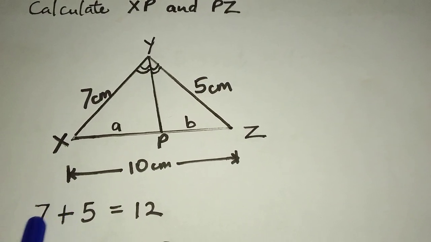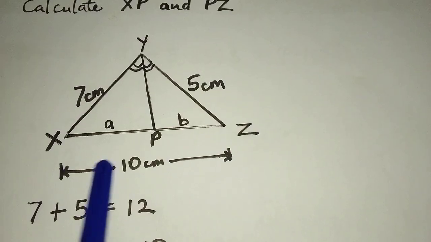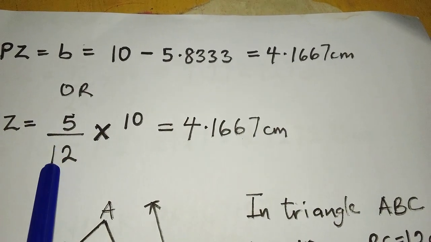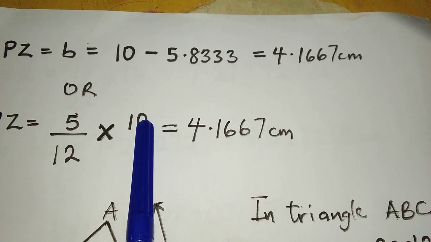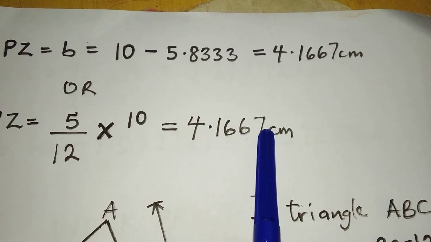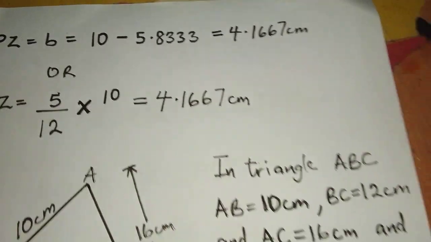Or alternatively, since 5 is on the side of B, you say 5 divided by the addition of the two lengths times the length they are to divide. So you say 5 divided by 12 times 10, which is 4.1667 centimeter.